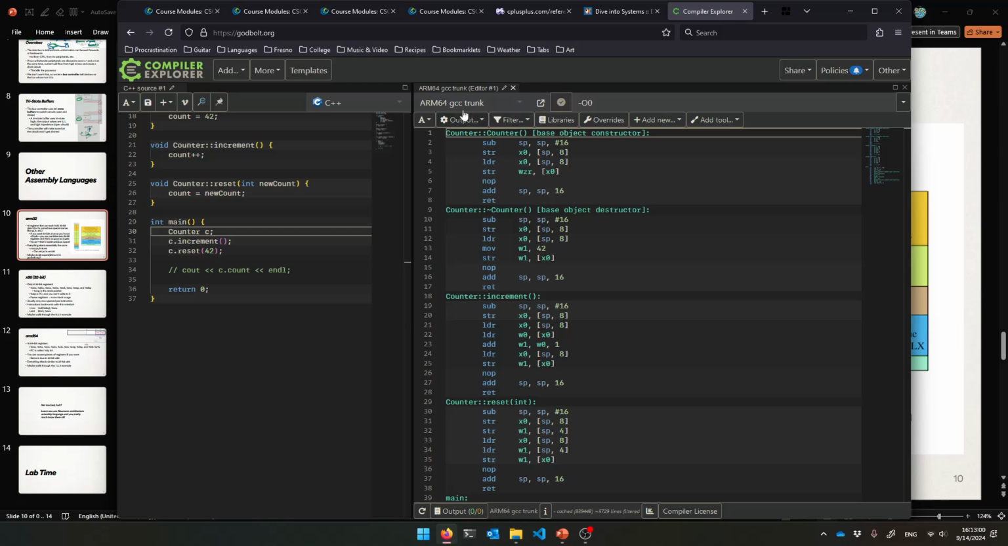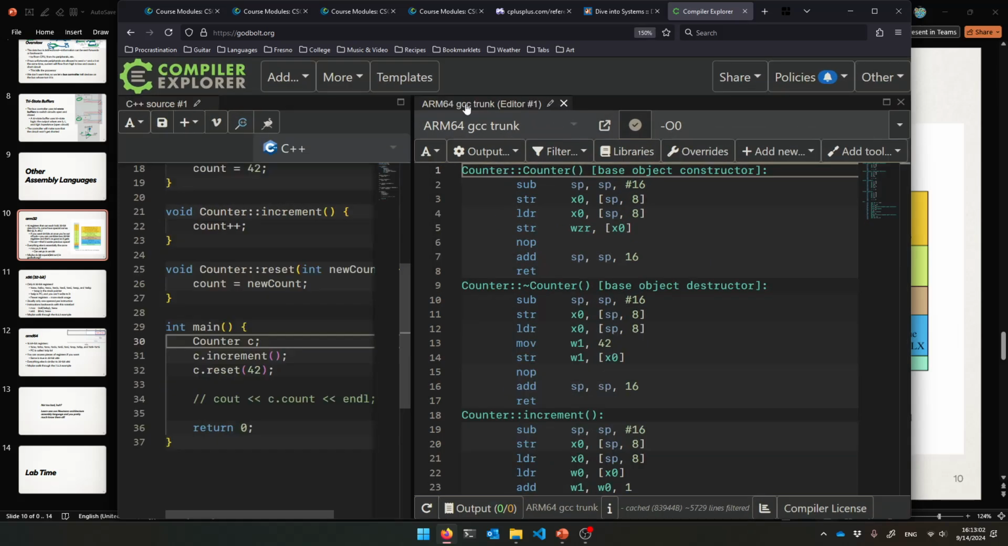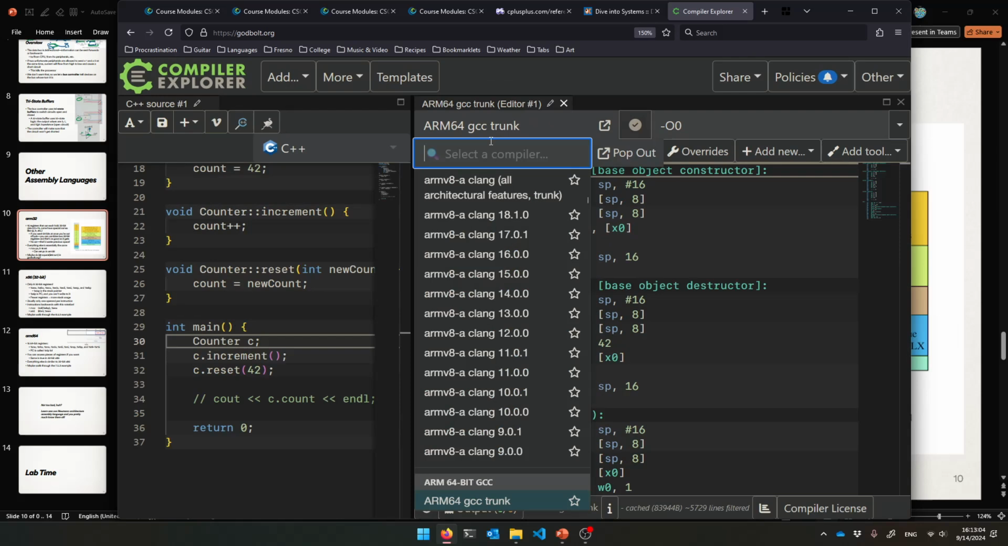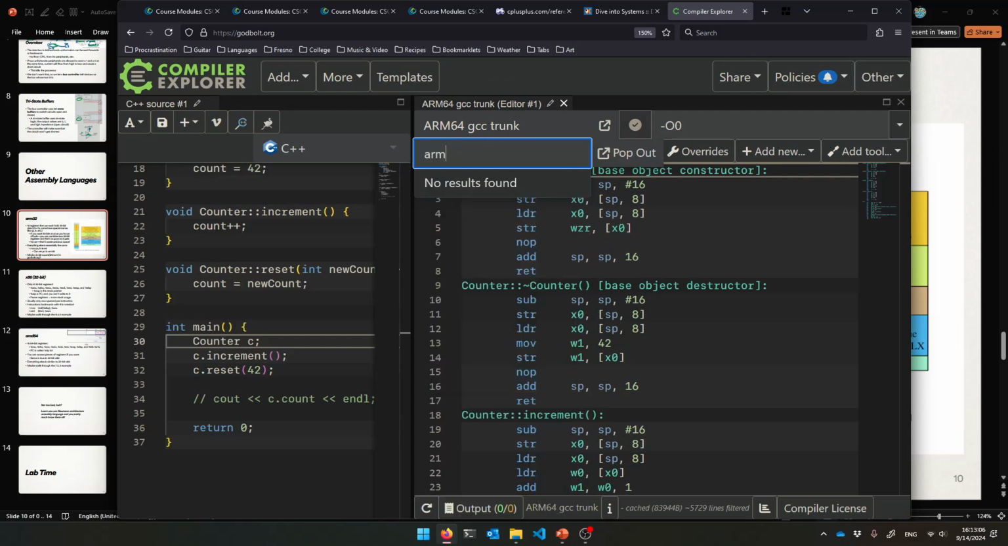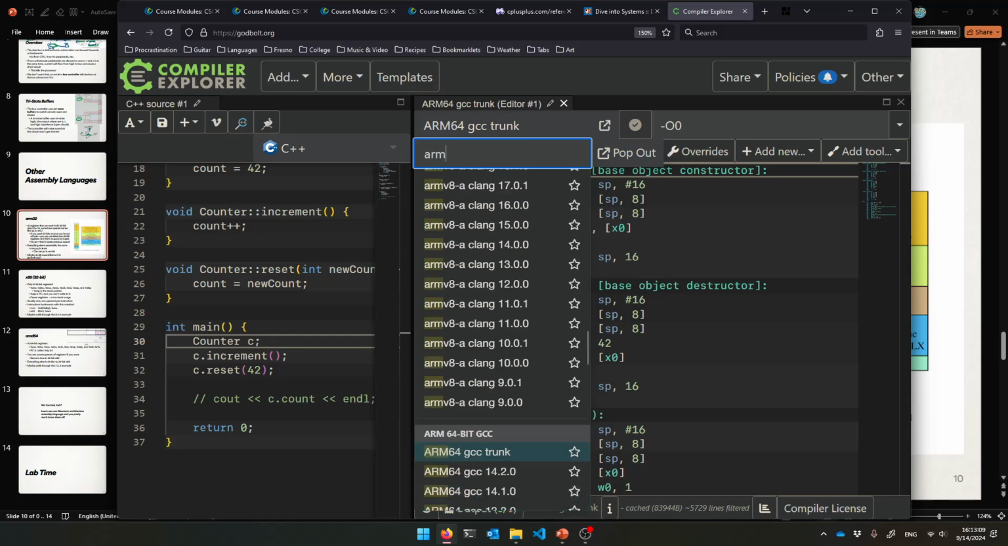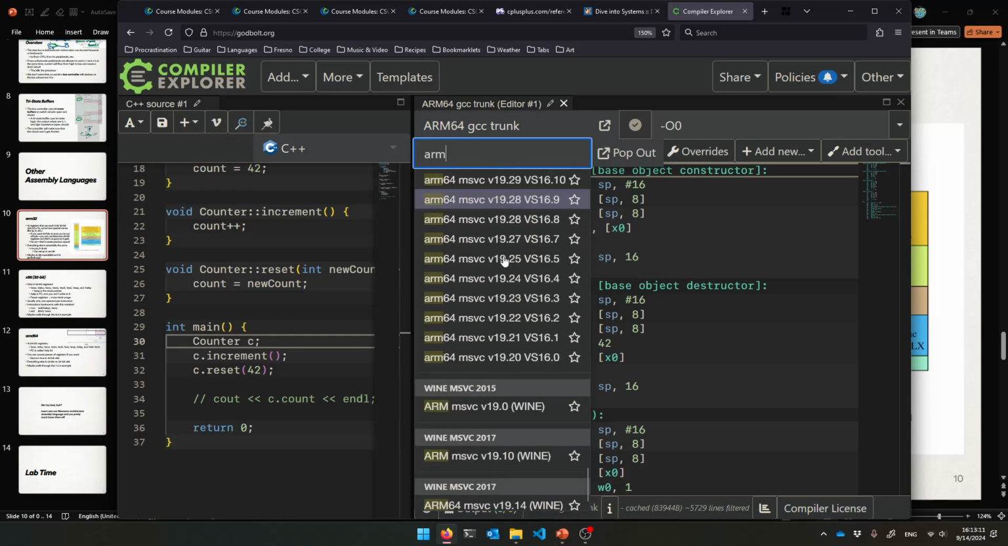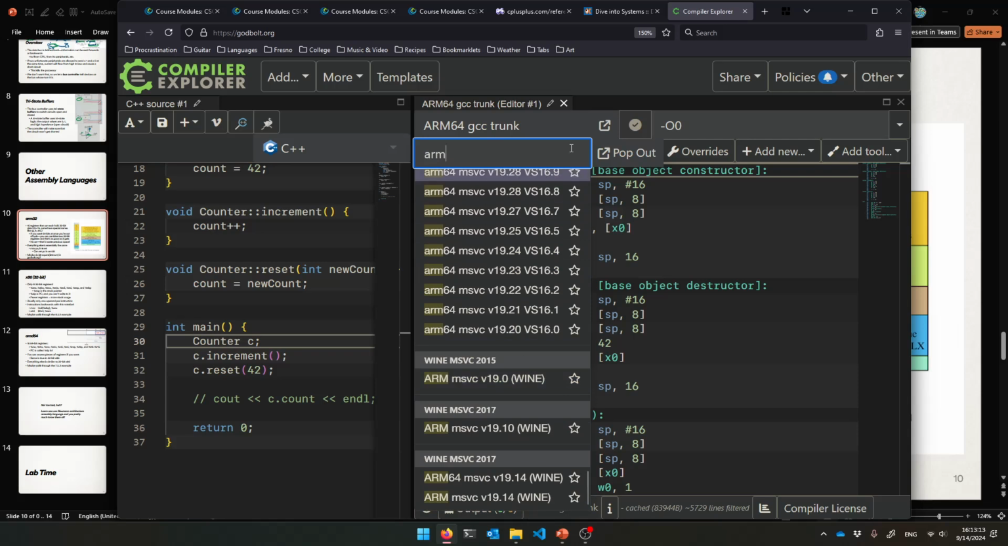Whee! So I guess let's keep it that big. But ARM 64, is there ARM 32? ARM, oh gosh. They might have got rid of it.